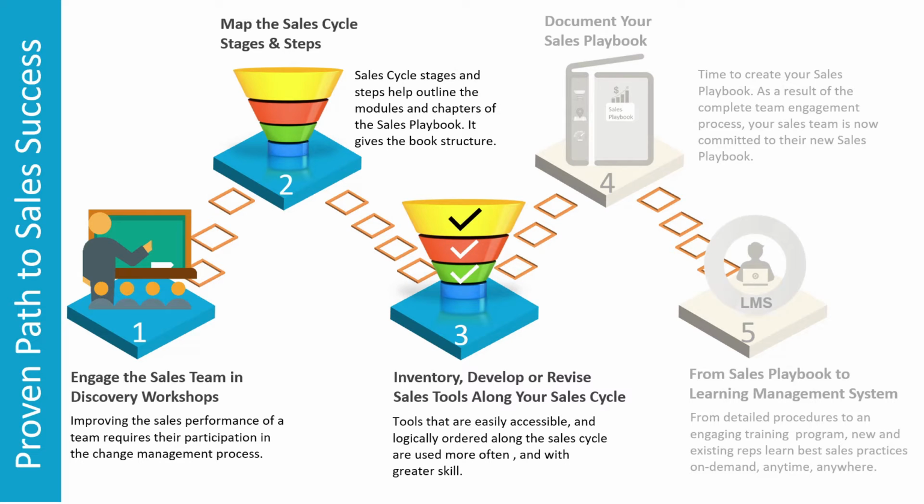In step 3, we will inventory, develop, or revise sales tools along that sales cycle. Those tools are easily accessible, logically ordered along the sales cycle, and they're used more often and with greater skill from your sales team. In step 4, it's time to create your sales playbook. So as a result of your complete team's engagement process, your sales team is now committed to their new sales playbook.